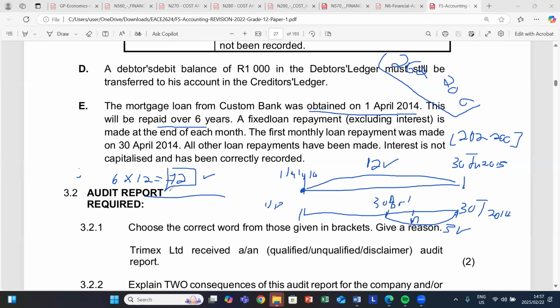I'll take 72 repayments minus 12 and also minus 3. I'll say 72 minus 12 and also minus 3. And then we get how much there?